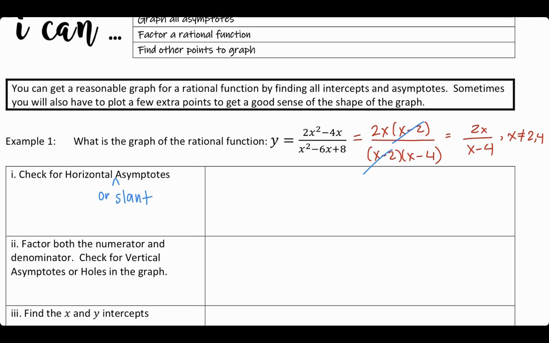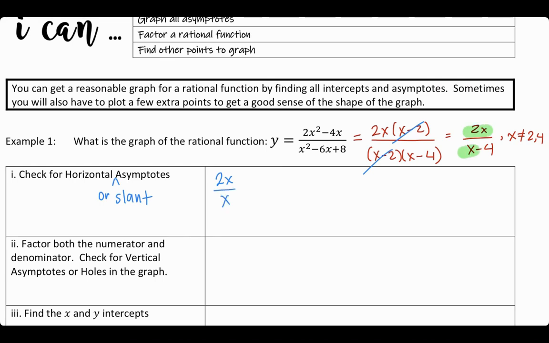So when we're looking at horizontal or slant asymptotes, we want to compare the top and bottom of the fraction. We can either do it before we simplify or after we simplify. But I like to just take the highest degree on each of those. Let's look at that 2x and the x, these two right here.